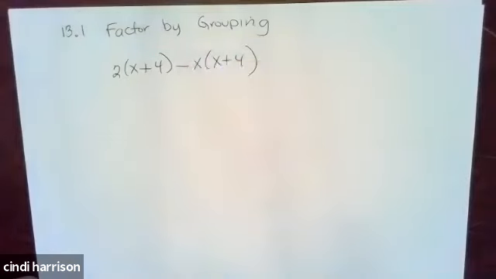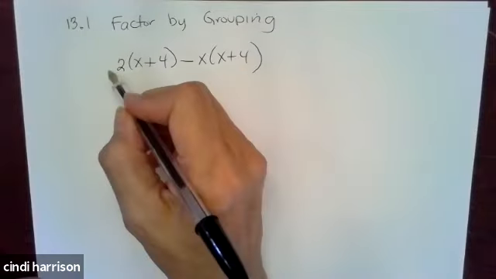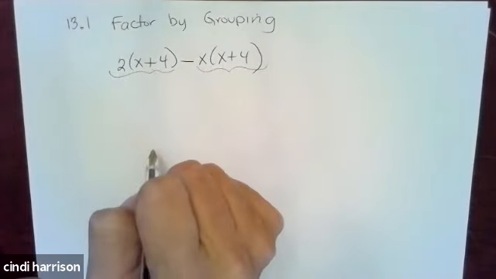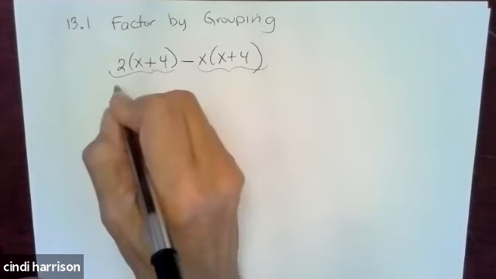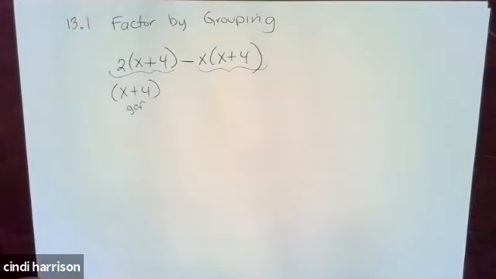All right, so if I try to factor this the way we did the last lesson, finding the GCF, what do both of these have in common? They both have the fact that they're being multiplied by x minus 4. So x minus 4 is actually the GCF.